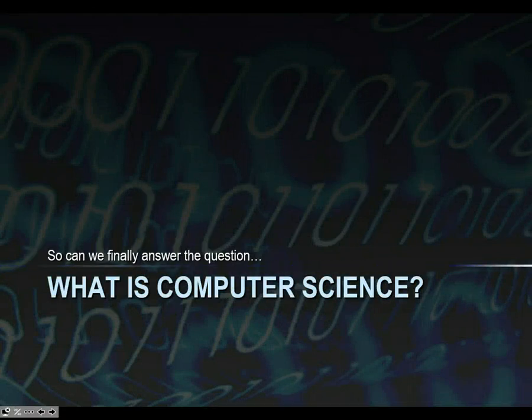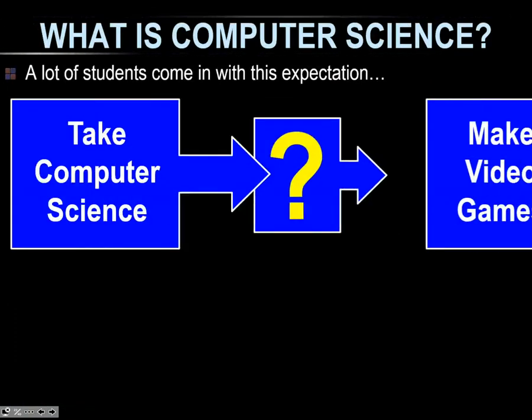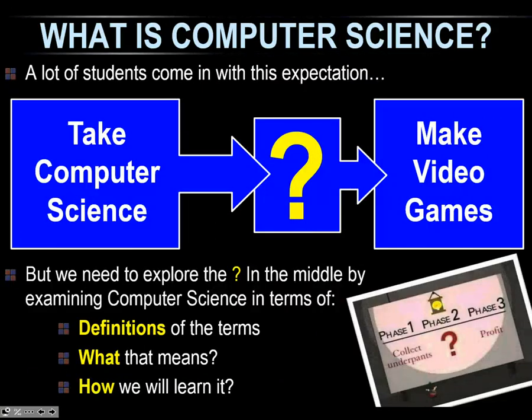So when a lot of students come into this class, this is their expectation. Take computer science, something happens, and you get to make video games. This is not untrue, but we need to explore what that question mark really means. Like, what do these terms mean? How do we learn computer science? What makes that question mark happen so that we can get to our end point? And again, it may not be making video games, but knowing the teenage mindset, a lot of times it is.